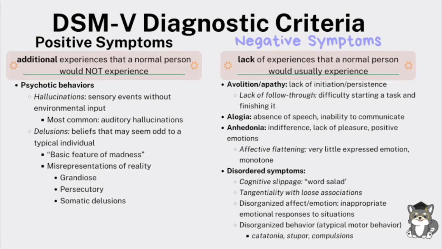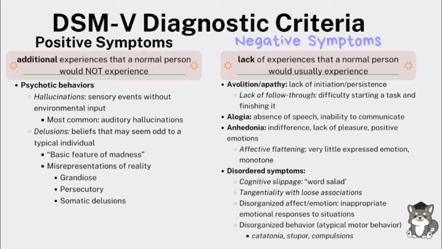There are also persecutory delusions, which are delusions of paranoia, where the person thinks that they're being followed or they could possibly be attacked. There are also somatic delusions, which are a dissociation between the person and their body. They might think that they have a missing limb or they're missing some sort of organ. And those are the three types of misrepresentations of reality.